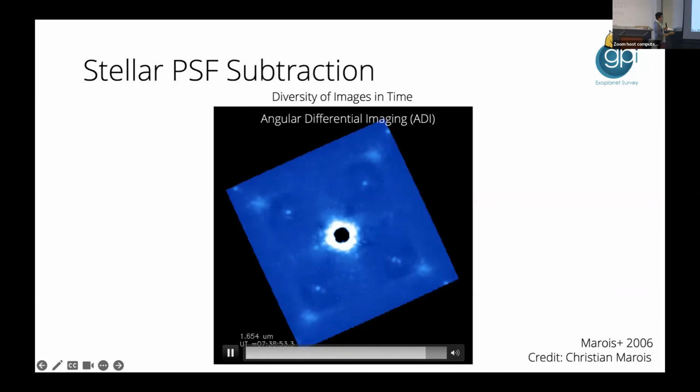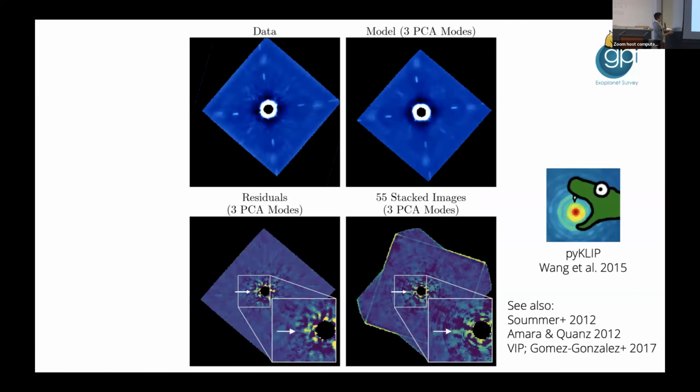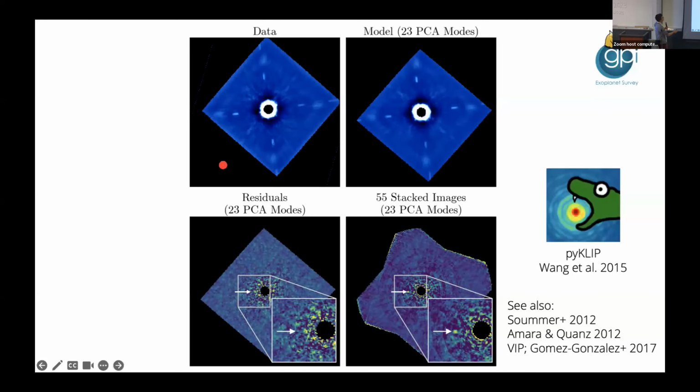And then we use sophisticated signal processing algorithms. The state of the art in the field is principal component analysis, and we basically reconstruct the diffraction pattern of the star. So here is an animation showing how this all works. Again, we're not diving into the details. This gives you a qualitative picture of how everything works.